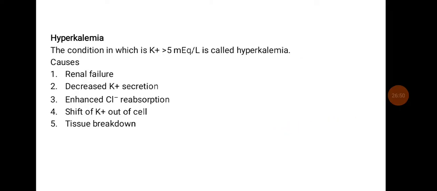Hyperkalemia is a condition where the potassium level increases to more than 5 milliequivalents per liter. The major causes for hyperkalemia are renal failure, decreased potassium secretion, enhanced chloride reabsorption, shift of potassium out of the cell, and tissue breakdown. Okay, so these are the things which are going to cause hyperkalemia. And this is all about the regulation of the different ions, water, and volume by our kidney. Thank you.